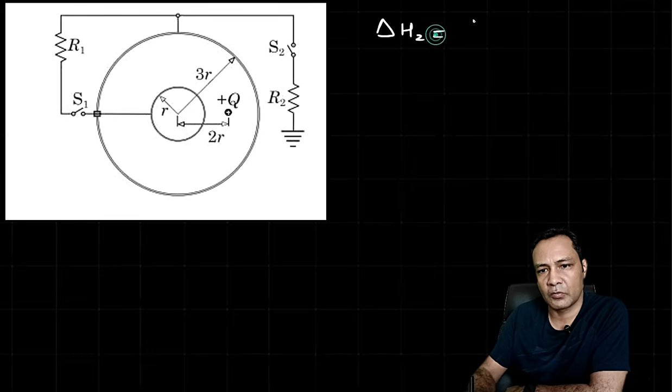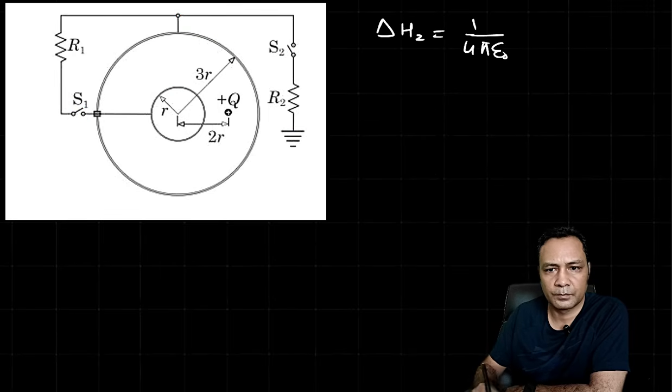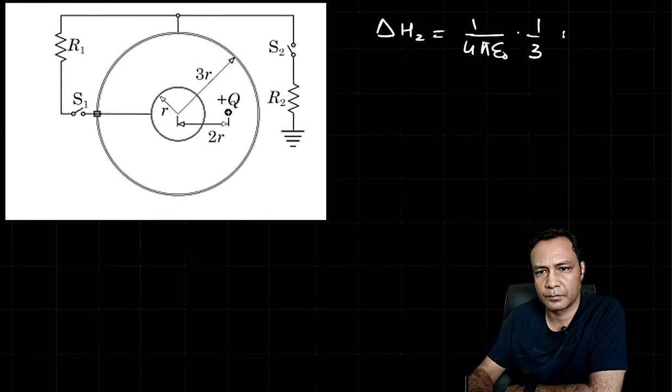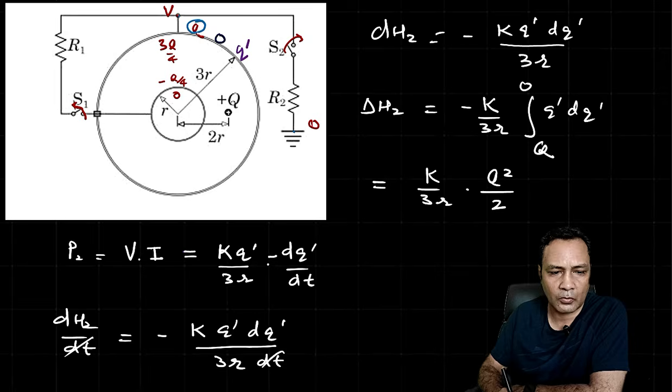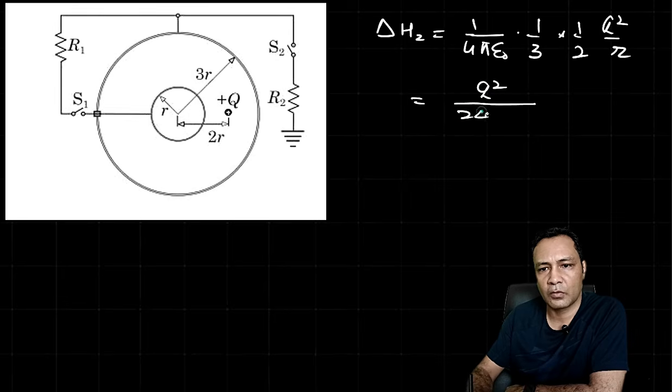Delta H2 is equal to 1 upon 4 pi epsilon naught, times 1 by 3, and 1 by 2, Q square by R. So that will be Q square by 24 pi epsilon naught R.